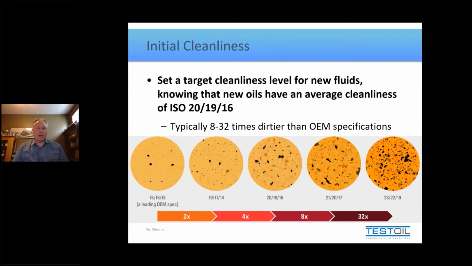Now, this value can range from anywhere from 8 times up to, as you can see here, 32 times. And you're wondering, really, that much dirtier? Is that truthful? Is that real? Yes, and I'll show you why in a second, but let me address something else.